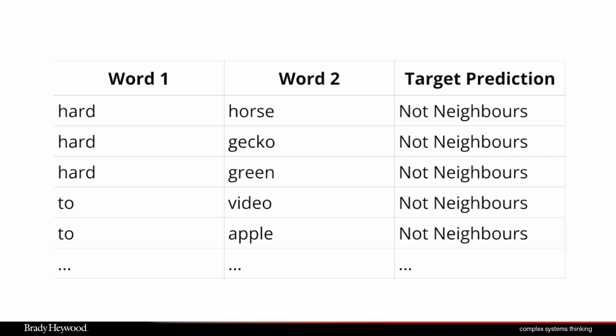Equally as important is that you randomly sample words that don't occur together and label them as non-neighbors. If you don't do this, the neural network could get away with predicting everything as neighbors, and it would be 100% accurate.